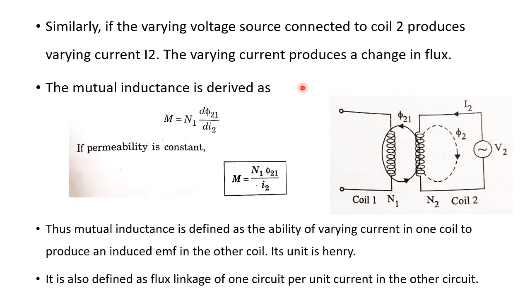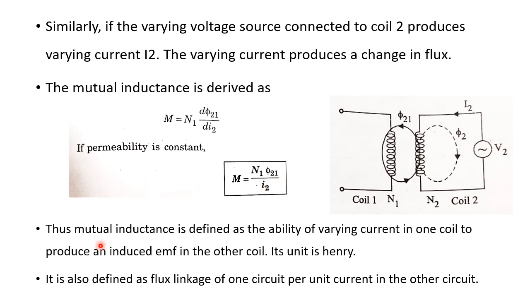If you follow the similar derivation, the mutual inductance will be M is equal to N1 d phi 21 divided by d i2. N1 is the number of turns in coil 1, d phi 21 is the flux linking coil 1 because of coil 2, and I2 is the current flowing through coil 2. That is the expression. If permeability is constant, then M is equal to N1 phi 21 divided by I2.